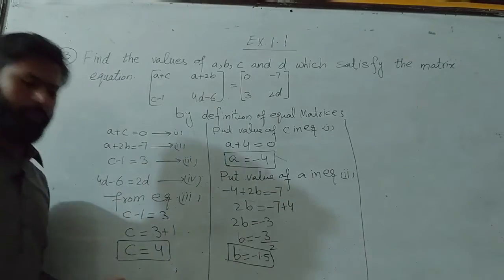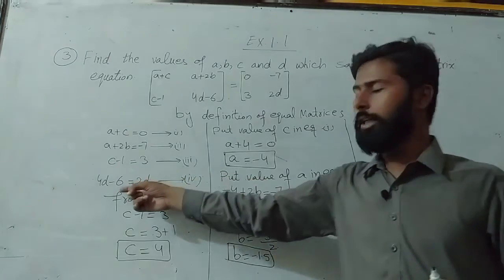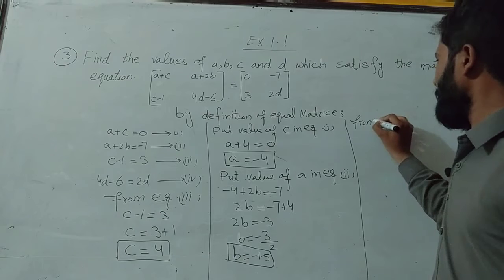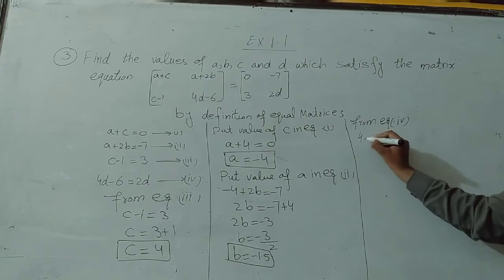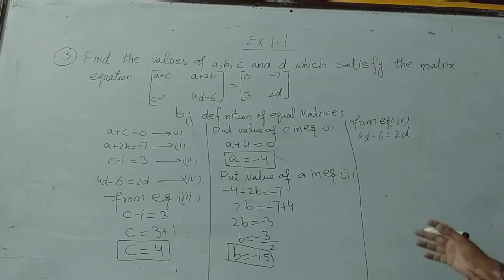To get the value of D, we have to see in which equation D is present. That is present in equation number 4. So we will write here from equation 4, 4D minus 6 is equal to 2D. From here we have to get the value of D.